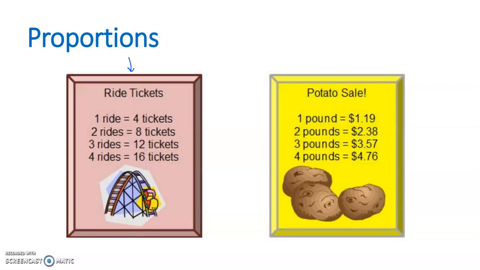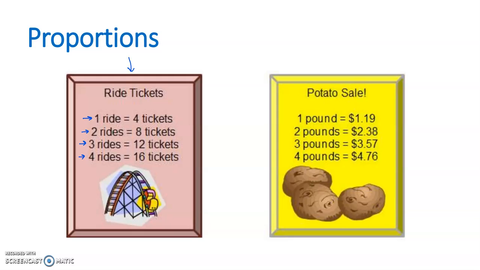So one ride costs you 4 tickets. 2 rides costs 8 tickets, 3 costs 12 tickets, and 4 rides costs 16 tickets. So it doesn't matter here how many rides you go on. Each and every ride is going to be the same, proportionately. So you're going to pay 4 tickets per ride, no matter how many rides you go on.